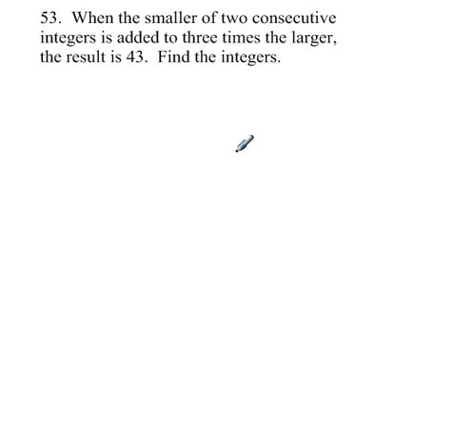Now let's look at number 53. When the smaller of two consecutive integers is added to 3 times the larger, the result is 43. Find those integers. So again, we're just working with two consecutive integers. It doesn't specify even or odd. So we're just still going to do, the first one is x, and the second one is going to be x plus 1, same as number 49. On the problems that say consecutive even or odd, make sure your second one is x plus 2, not x plus 1.